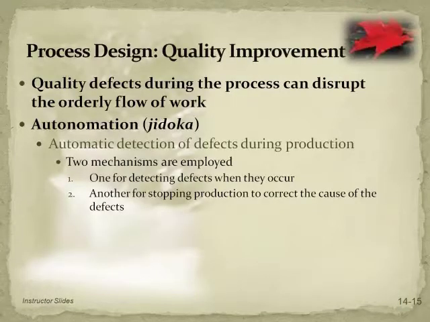In addition to manufacturing cells and also to setup time reduction, we need to make sure that our quality is at its absolute highest. So one of the techniques in our lean toolkit is called Jidoka. Jidoka is a Japanese word, and what it basically means is the automatic detection of defects during production. The automatic detection of defects during production.